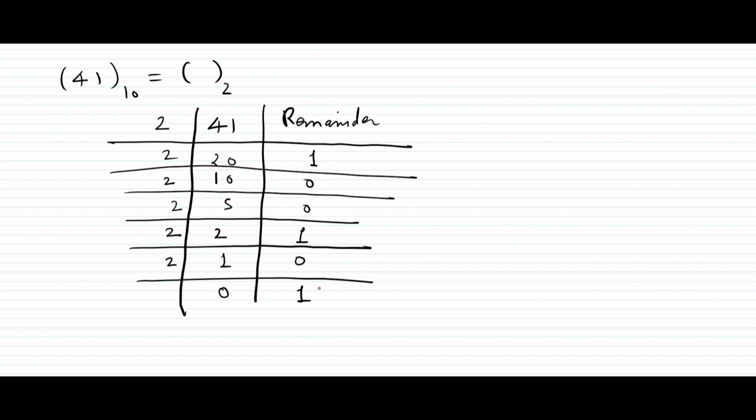Now, to write the number, just remember this one is MSB, this one is LSB, so you move like this to write the number. Moving like this means 1 0 1 0 0 1. So the number will be 101001 to the base 2. So 41 in base 10 is 101001 in base 2.